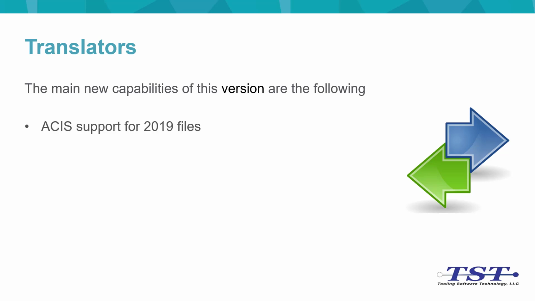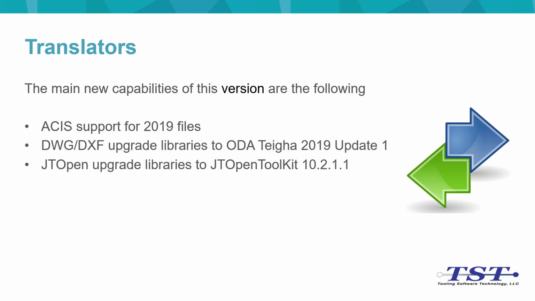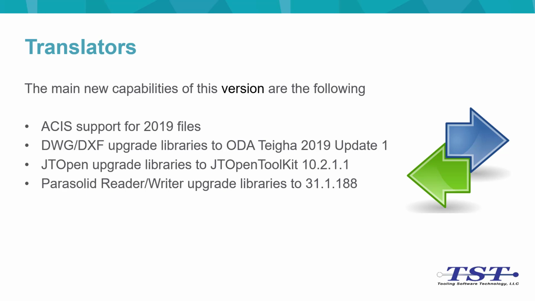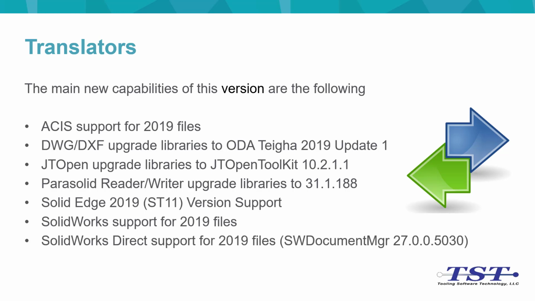The main new capabilities in the version for translators are going to be ACIS support for 2019, DWG, DXF upgraded libraries, the JT Open libraries updated to 10.2.1.1. Parasolid Read Writer have been upgraded as well to the current libraries. Solid Edge 2019 ST11 version support, SolidWorks support for 2019 files, SolidWorks direct support for those 2019 files as well.